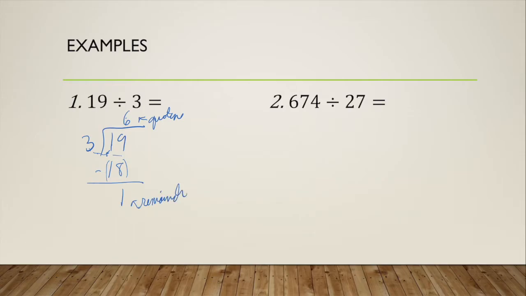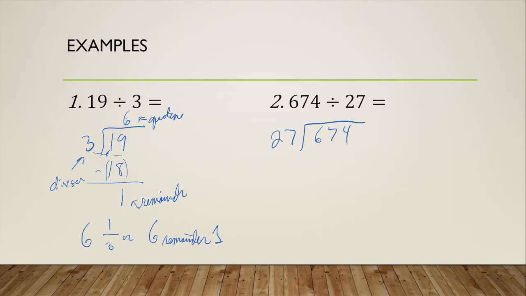So this would leave me 6 and 1 over our divisor, 3. Or you could write this 6 remainder, or just r 1. Next, let's take 674 divided by 27. I don't like either of these examples. We're going to do some better ones.